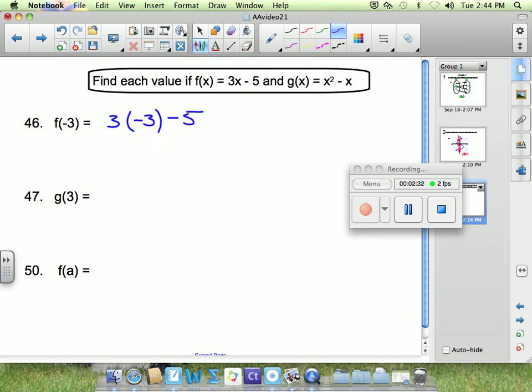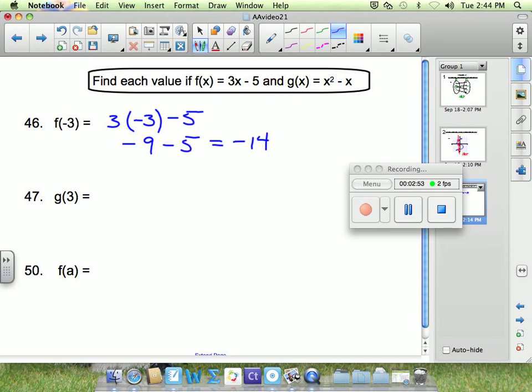Doing that gives me 3 times -3, and then minus 5. 3 times -3 is -9. And when I subtract 5 from that, I get -14.